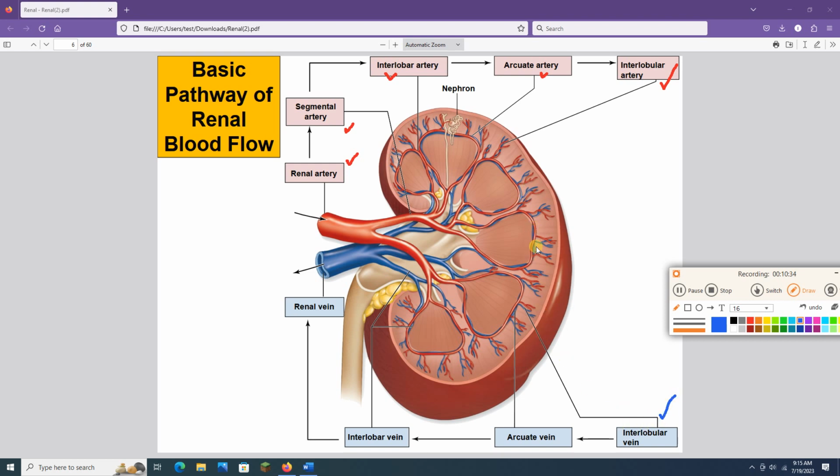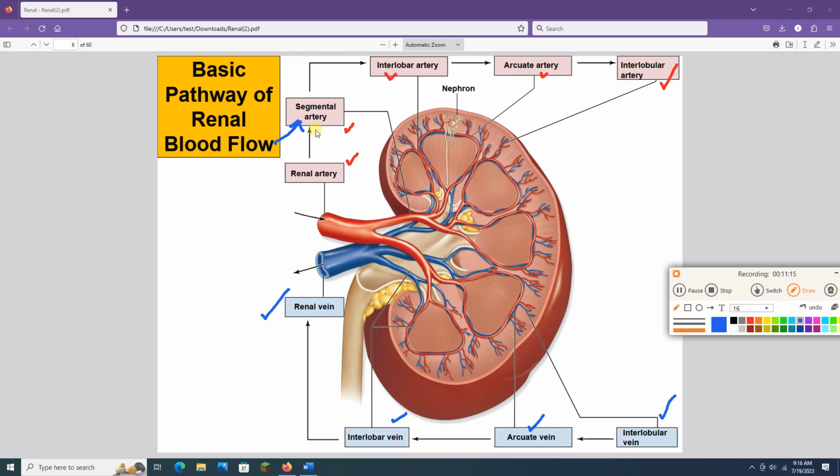Then at the base of each pyramid, the wide part of each pyramid, we're going to have an arcuate vein. Arcuate veins then have veins that are going down in between the pyramids, so in the columns, and those are called interlobar veins. The interlobar veins, so here I've got two interlobar veins, here's a third one. They're uniting right here. All the interlobar veins uniting. They're still called interlobar veins all the way until right here when we get back to the renal vein. So notice there is no segmental vein. There's a segmental artery, but there is no segmental vein.